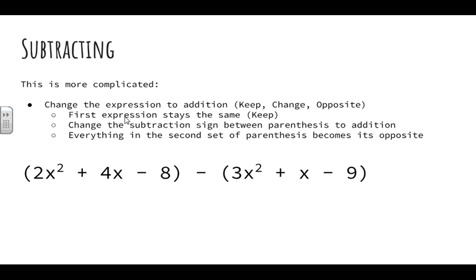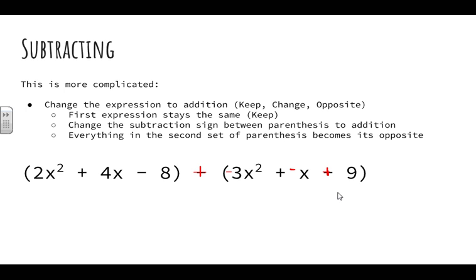So here we have 2x squared plus 4x minus 8 minus 3x squared plus x minus 9. So we're going to keep this polynomial exactly the same. We're not going to change a thing about it, but we are going to change our subtraction to addition. That is going to change everything in this set of parentheses. It's going to change this entire polynomial to its opposite. So that means positive 3x squared becomes negative 3x squared. Positive x becomes negative x. Minus 9, which is the same as plus negative 9, just becomes plus 9.